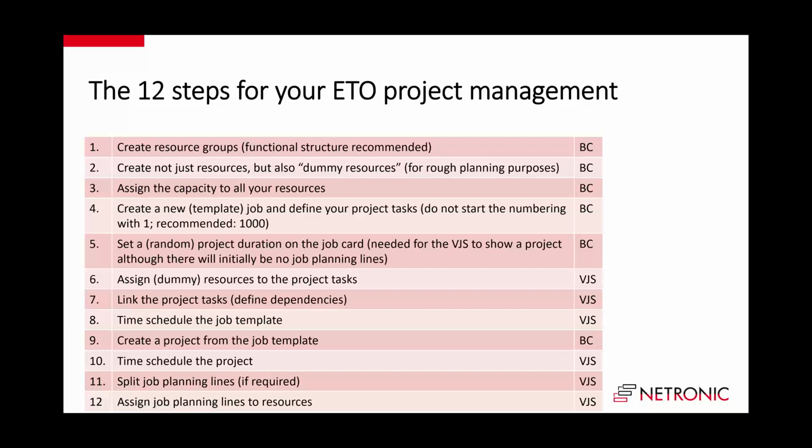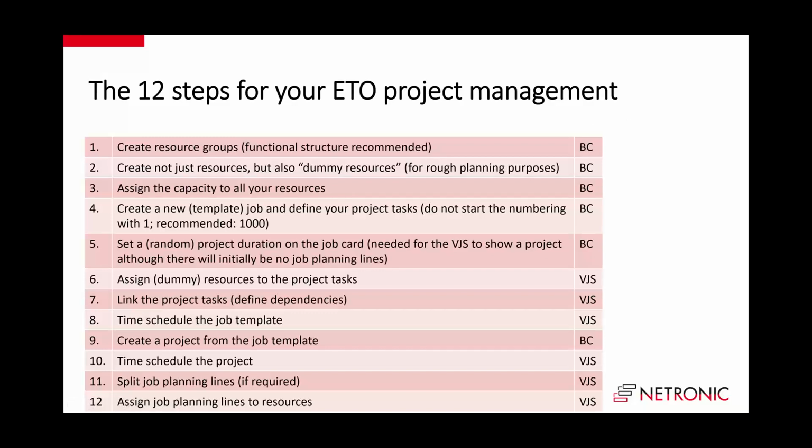But the first step, of course, and this starts very fundamental, you need to create resource groups. And I recommend for an engineering to order company that you take a functional structure, so that you add your project managers in a resource group, your technical office in a resource group, your product engineering team in a resource group, and so on and so forth. You do this in Business Central directly, not with our product or with any other.